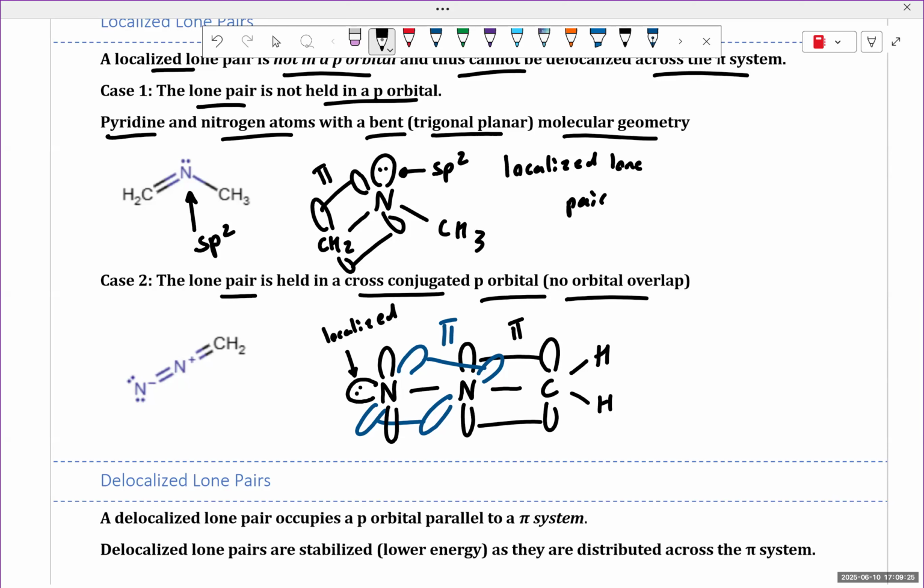Why is this important? What this is showing us is that depending on the orientation of our p orbitals, a given lone pair can only potentially be conjugated with part of the pi system. This is why it's important to be able to visualize orbital diagrams to get a sense of which p orbitals are parallel and which ones are perpendicular. We call this phenomenon where you have pairs of perpendicular p orbitals cross conjugation.